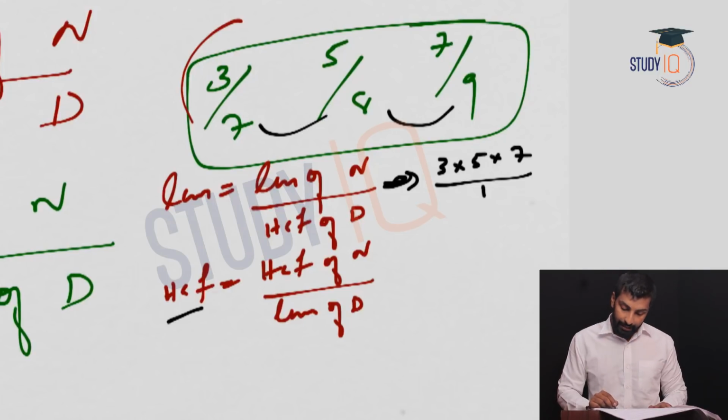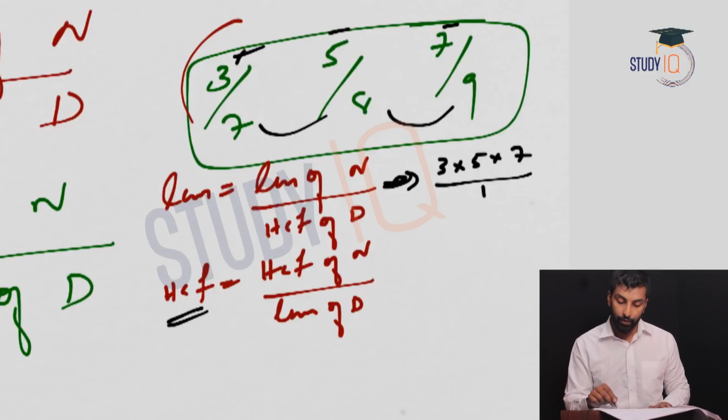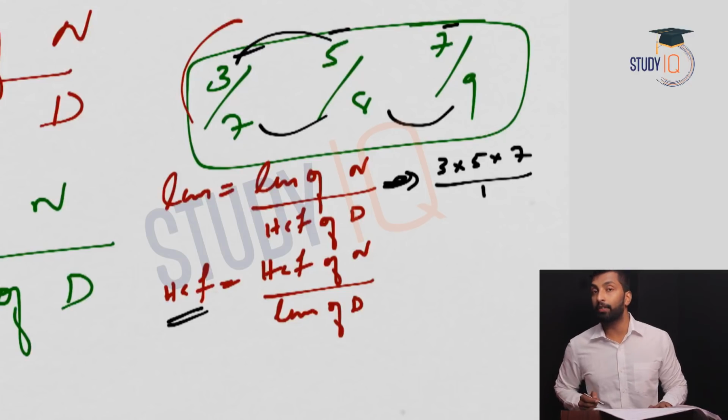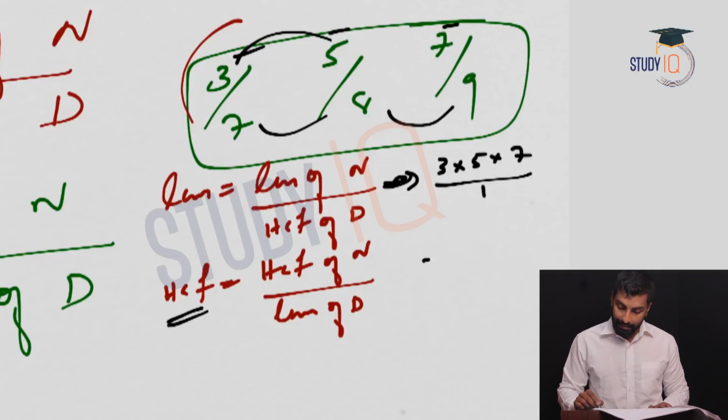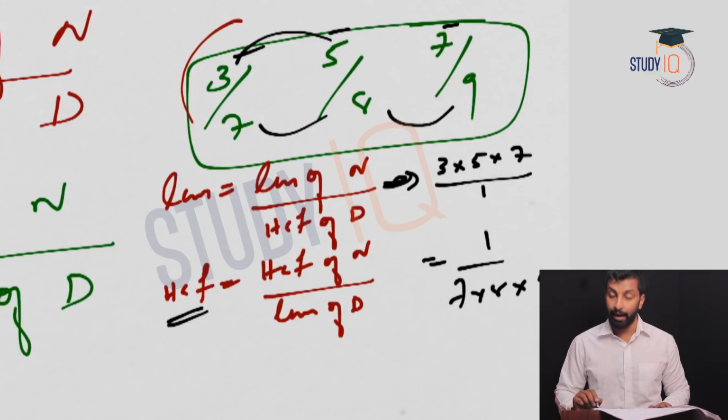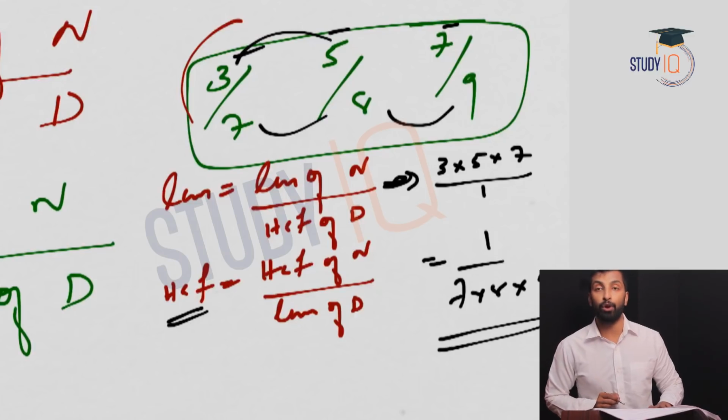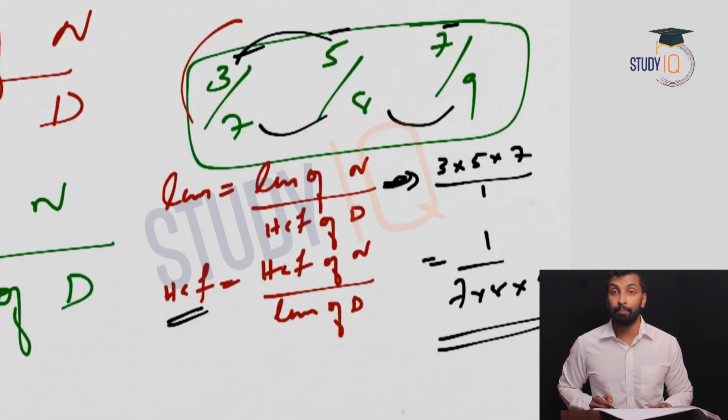Now, what if the question is HCF? HCF of numerators 3, 5, 7. Take the smallest difference. 3 and 5, difference is 2. But 2 can't be your HCF because 3 is not divisible by 2. So the HCF of numerators will be 1, divided by the LCM of denominators. 7, 8, 9, between them there are no common factors. So 7 into 8 into 9. I hope this is clear for all of you. So this is how you will find LCM and HCF of fractions.